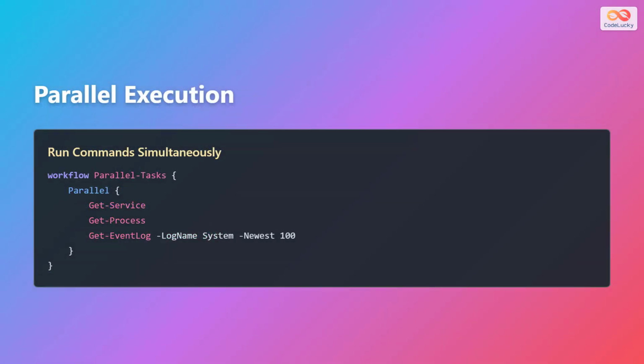One of the most powerful features of workflows is the ability to run commands in parallel. By using the parallel block, you can execute multiple commands simultaneously rather than one after another. In this example, we have 3 commands inside the parallel block: get-service, get-process, and get-eventlog to retrieve the newest 100 entries from the system log. Instead of running these sequentially, which might take several seconds each, the workflow executes all 3 at the same time. This can dramatically reduce the total execution time, especially when you're gathering information from multiple sources or performing operations that don't depend on each other.